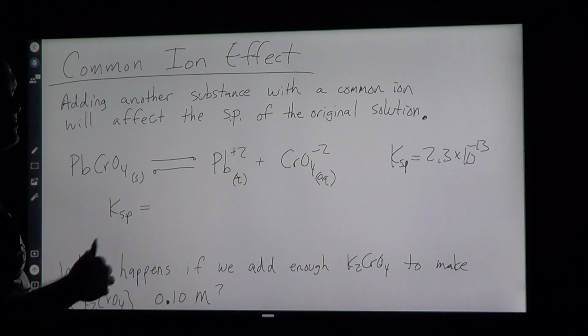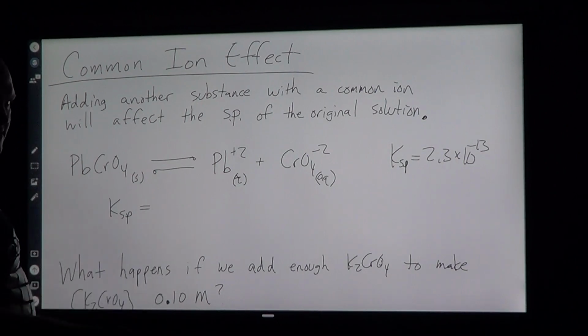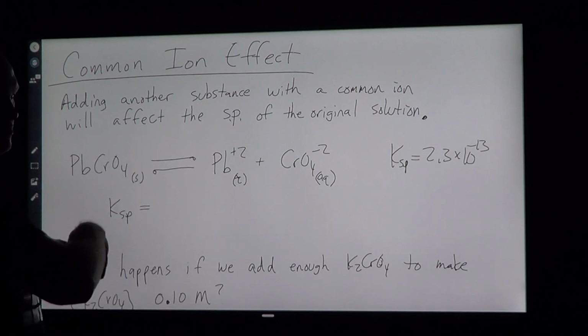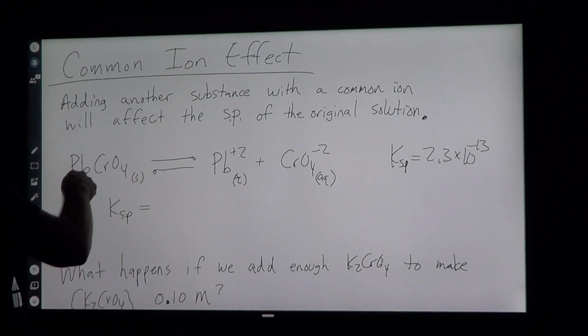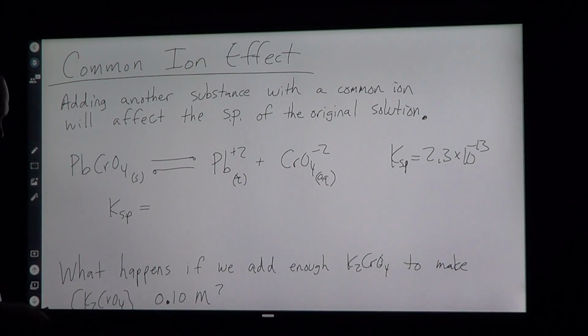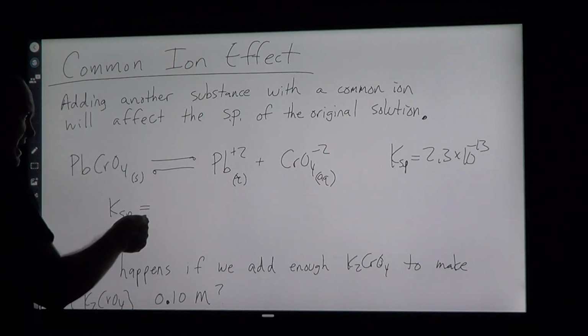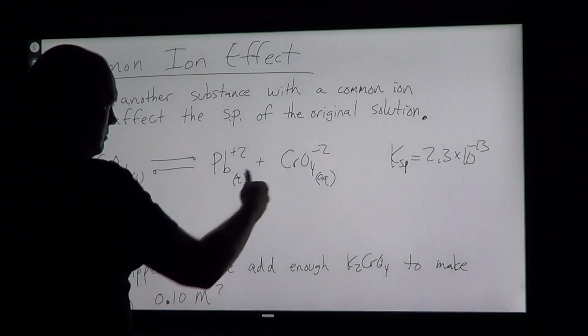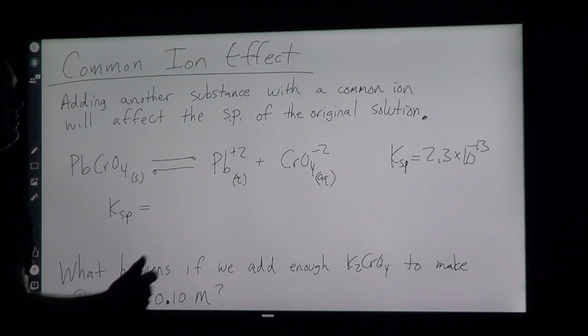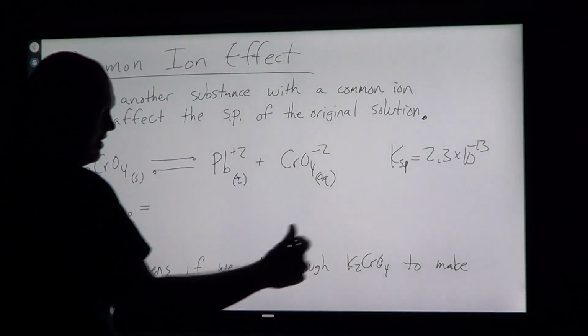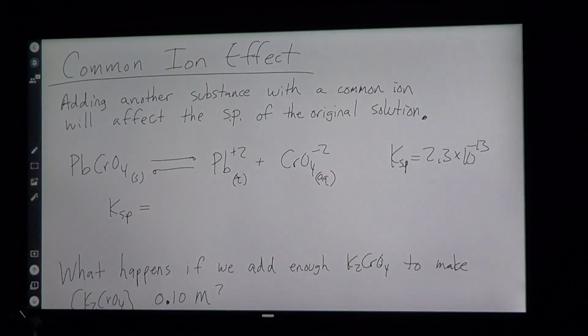So if you increase or decrease one of the pieces, it will force the other one to go up or down as a result. We're going to do the same example the book did, lead 2 chromate. Putting it in water will create lead ions and chromate ions. And we know that the KSP for this is 2.3 times 10 to the minus 13.